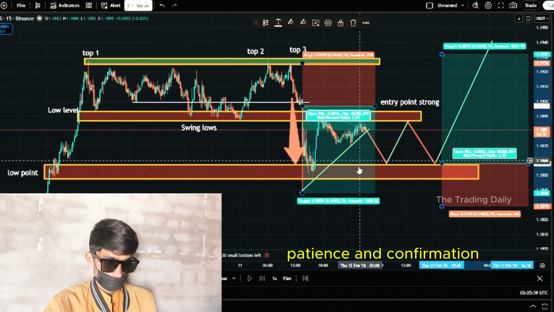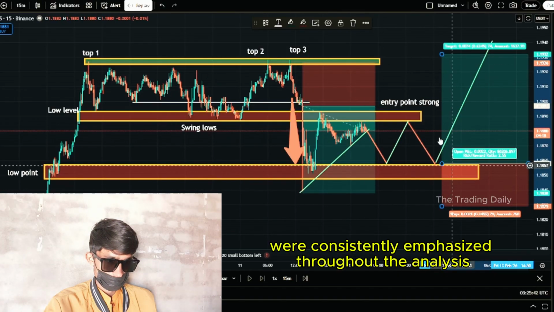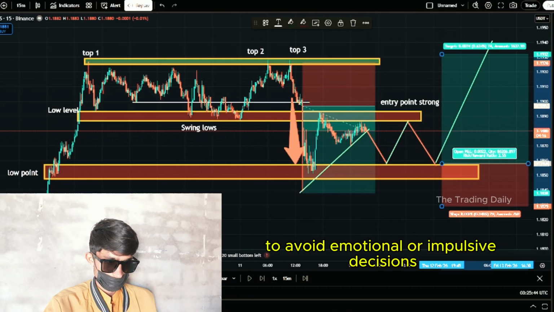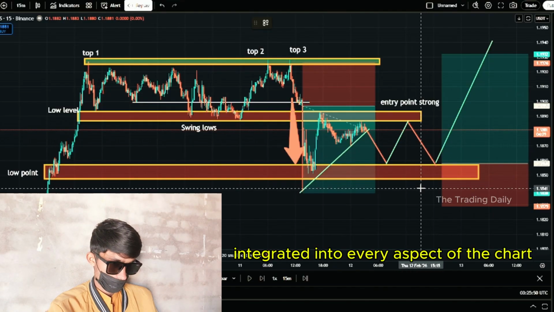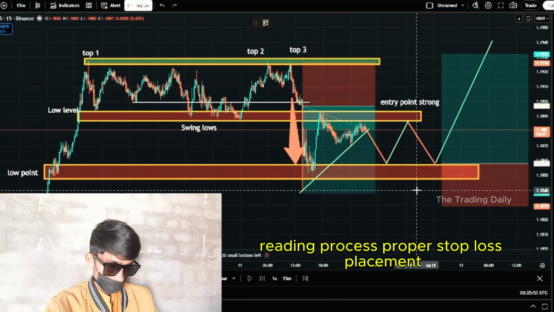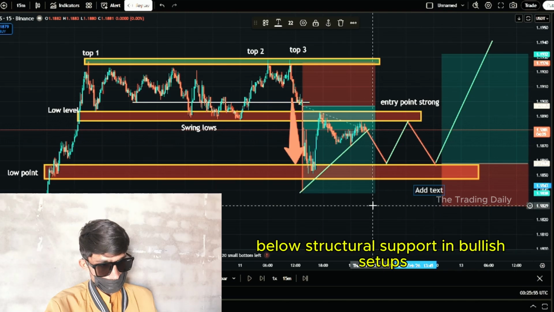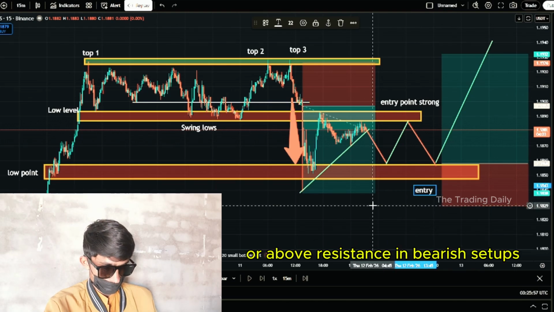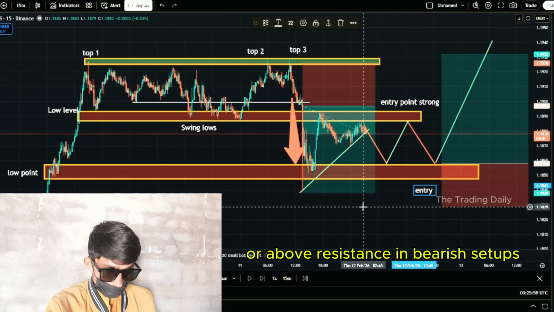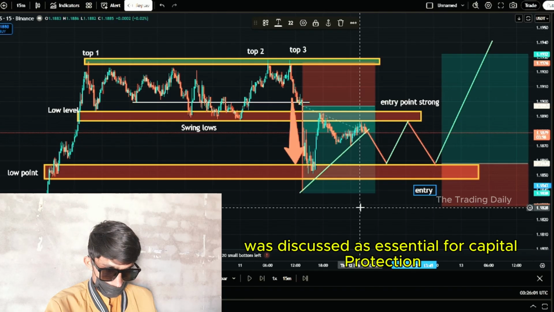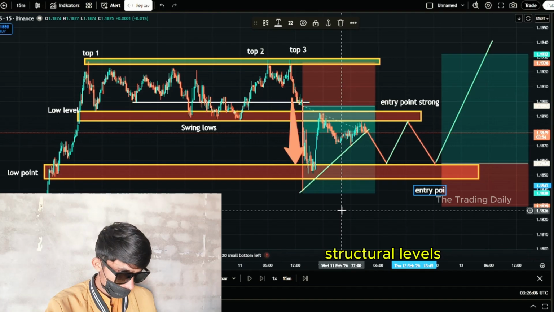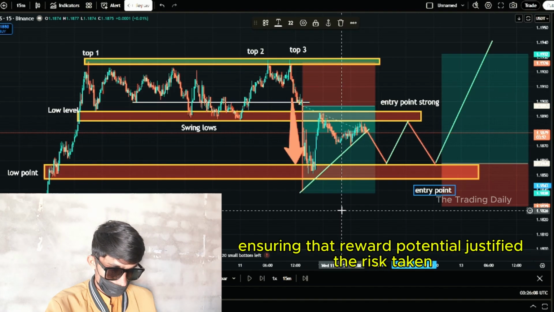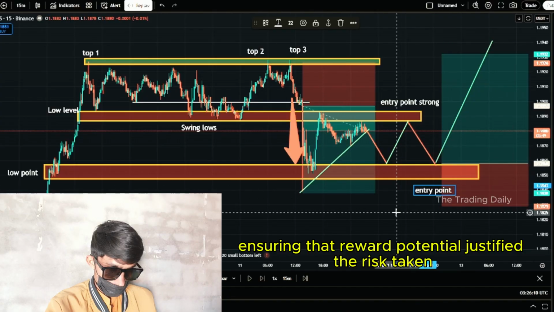Patience and confirmation were consistently emphasized throughout the analysis to avoid emotional or impulsive decisions. Risk management was integrated into every aspect of the chart reading process. Proper stop-loss placement below structural support in bullish setups or above resistance in bearish setups was discussed as essential for capital protection. Profit targets were aligned with logical structural levels, ensuring that reward potential justified the risk taken.